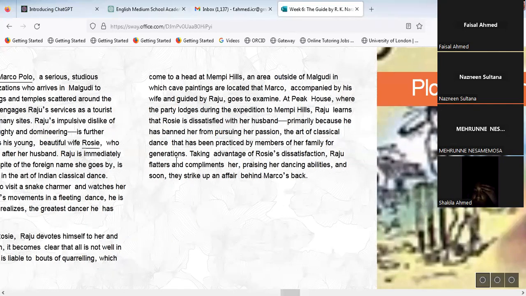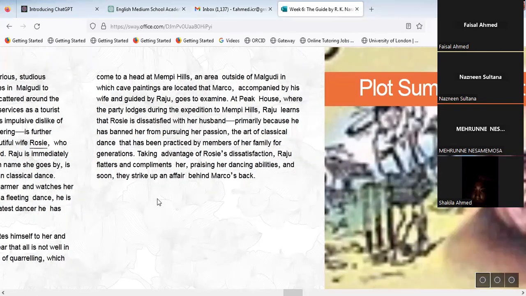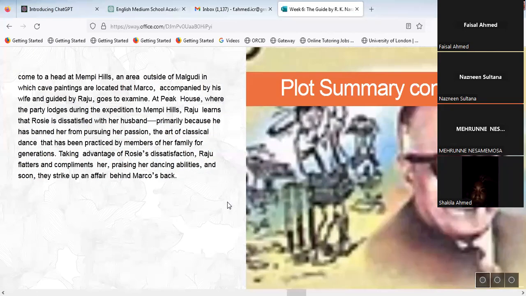So, the practice of classical Indian dance actually is a family phenomenon of Rosie, right? It has been practiced by members of her family for generations. Taking advantage of Rosie's dissatisfaction, Raju flatters and compliments her, praises her, wins her mind, and manages to make an extramarital relationship with her. So praising, that's the twist of the novel, okay? Praising her dancing abilities, and soon they strike up an affair behind Marco's back. Affair, okay? That means a secret relationship.